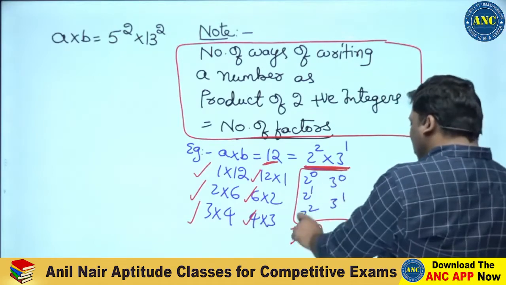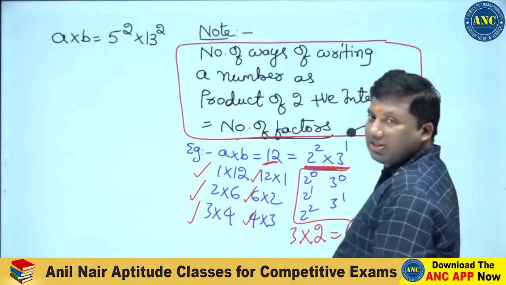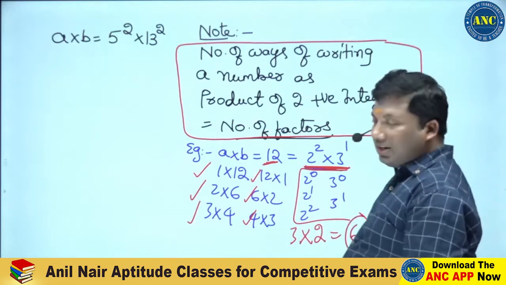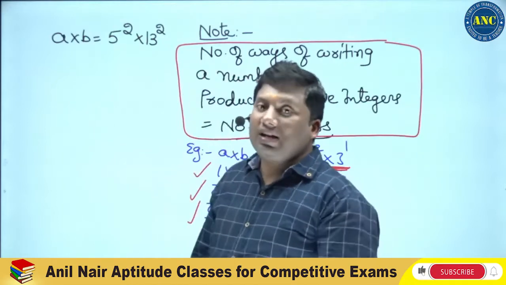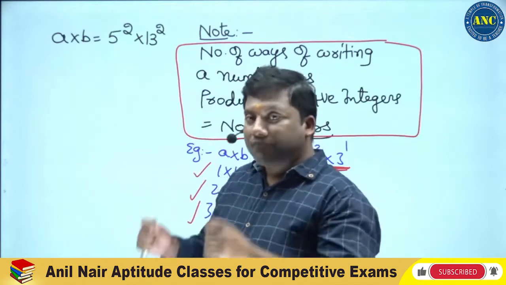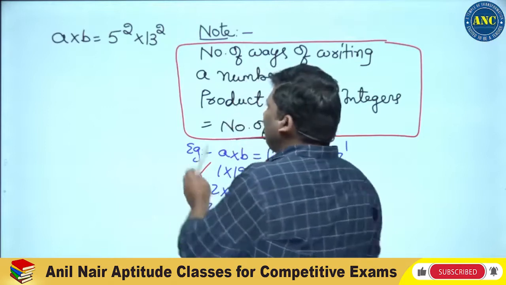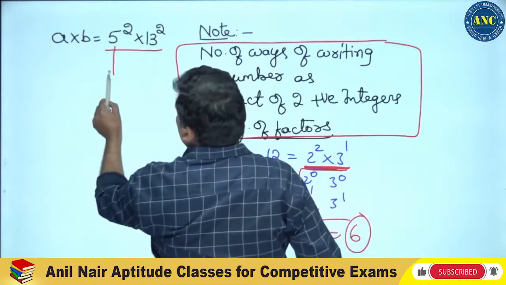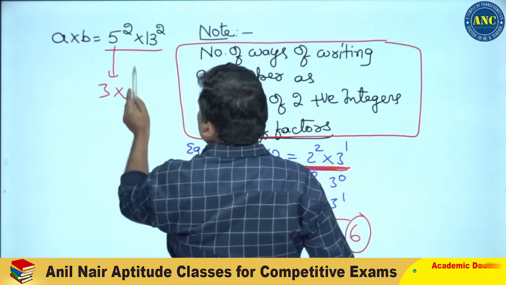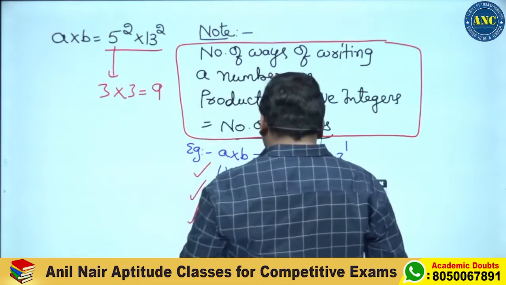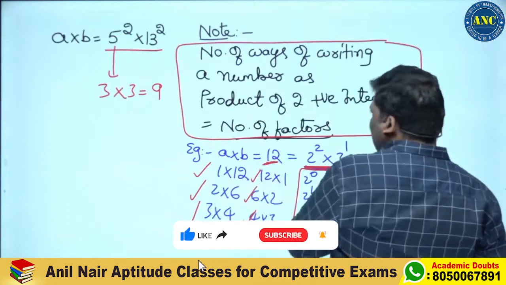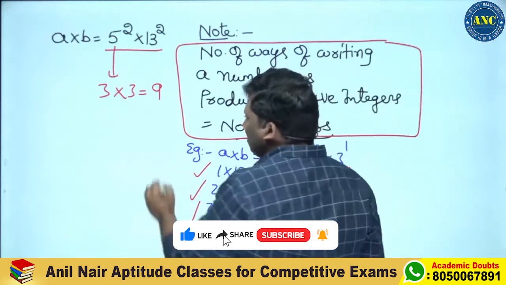3 cases here, 2 cases here. 3 twos are 6. Total 6 cases. If the number is a composite number, write it as a product of prime bases and take the factors. 0 to 2, how many cases? 3 cases. 0 to 2, how many cases? 3 cases. 3 into 3, total how many cases will you get? 9 cases you will get.